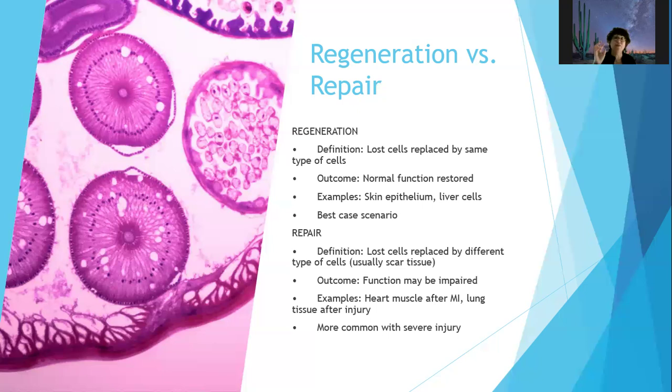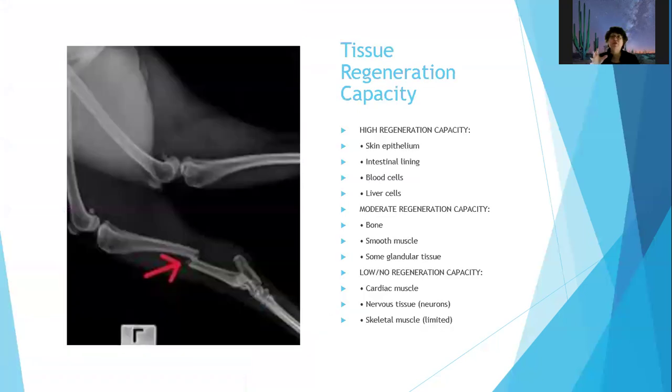Wound healing typically involves both types, regeneration and repair. You'll get some scar tissue and you'll get some cells that regenerate. Whether you get repair or regeneration depends on the regeneration capacity of the tissue. Some tissues, like the epithelium of the skin, the intestinal lining, blood cells, and liver cells, have a high regeneration capacity. Liver cells are always repairing themselves, which is kind of cool but can also cause problems. We'll talk about that next quarter when we talk about the liver.